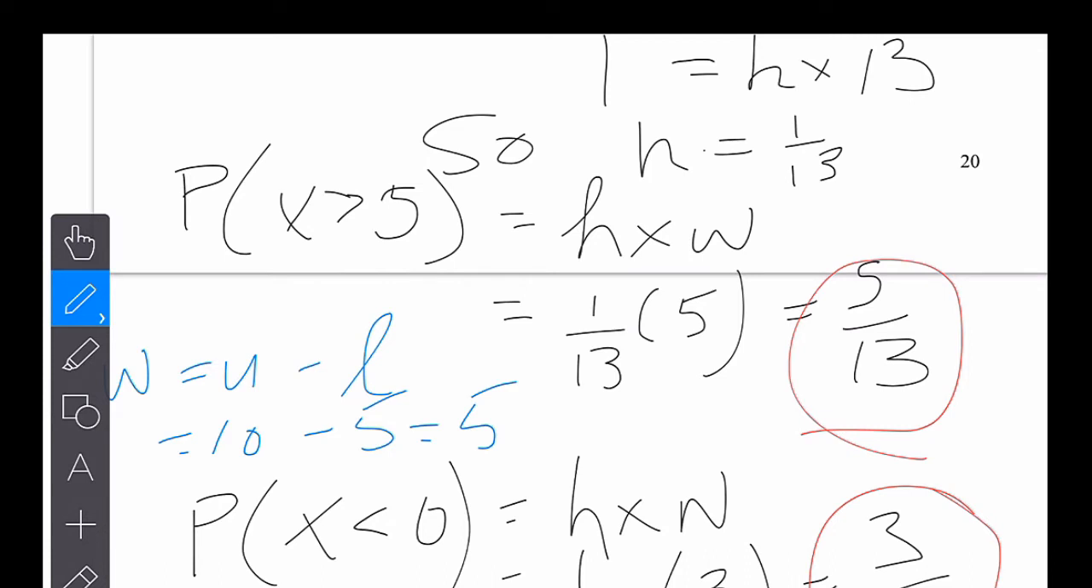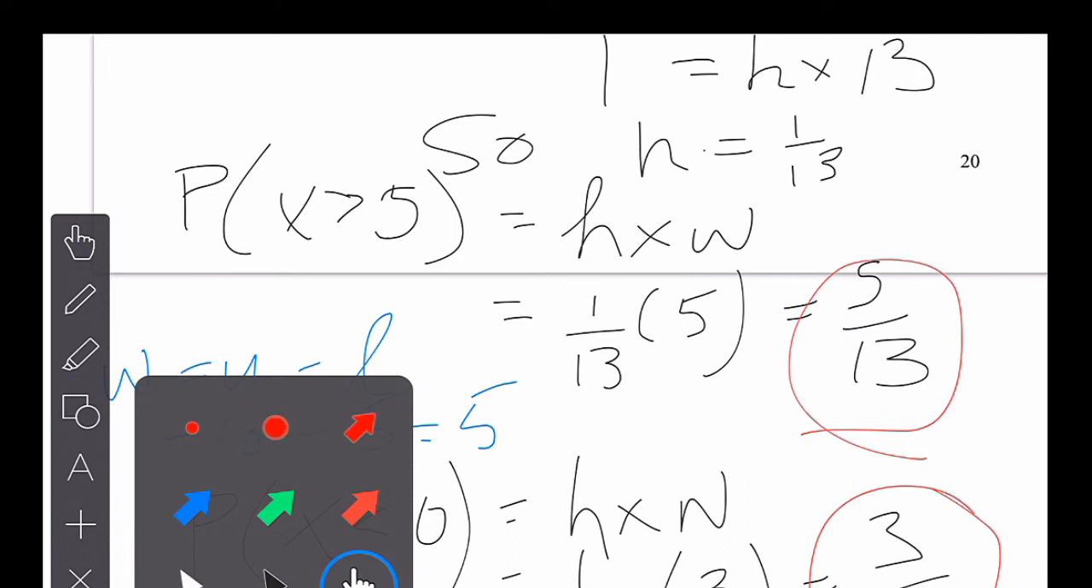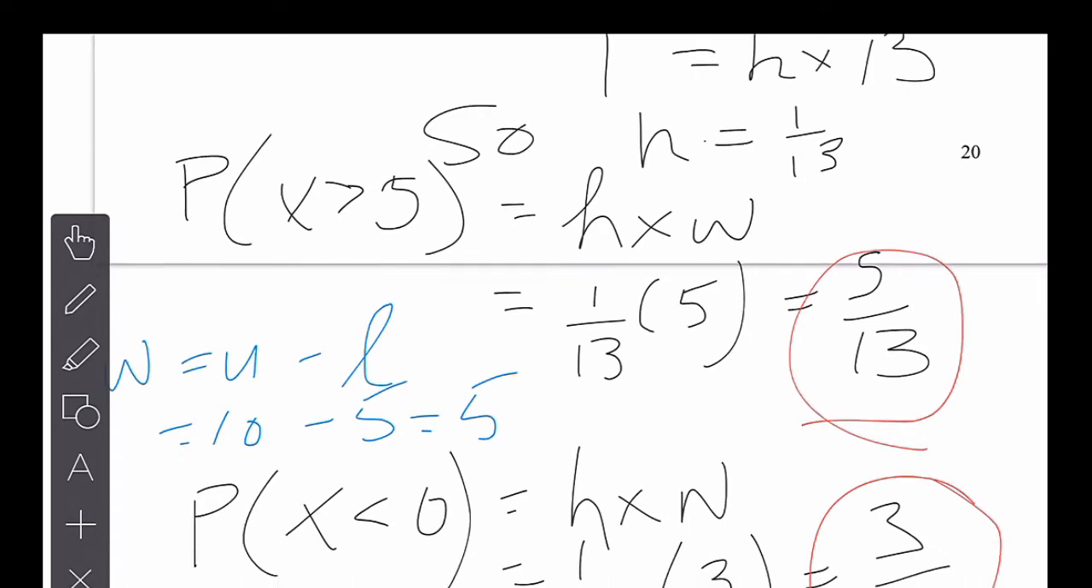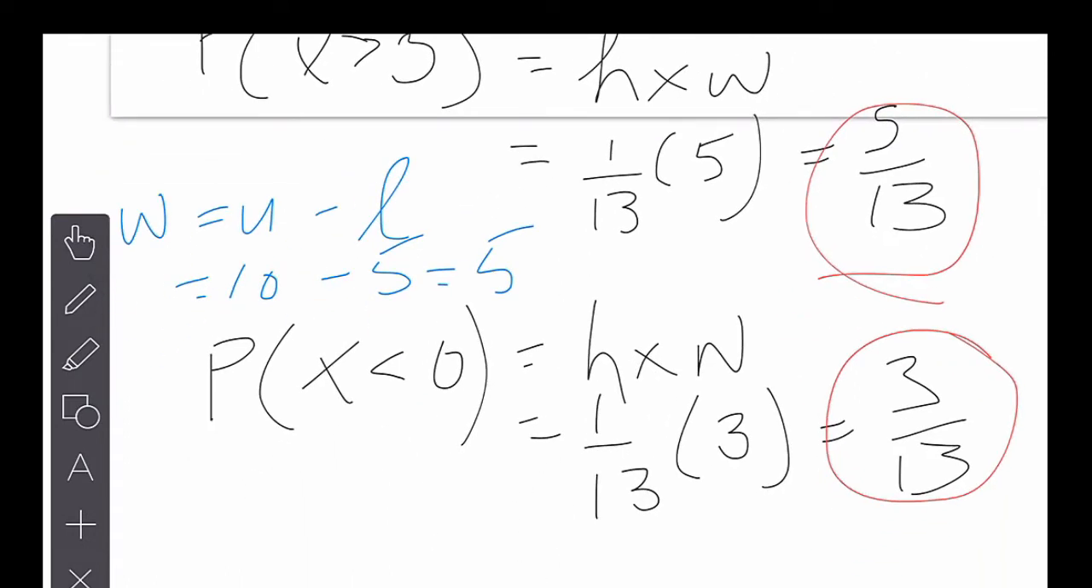Okay? So it looks like I'm answering questions for a normal distribution when I write this, but I've already defined that x is uniform, so I don't have to explain anymore, okay?